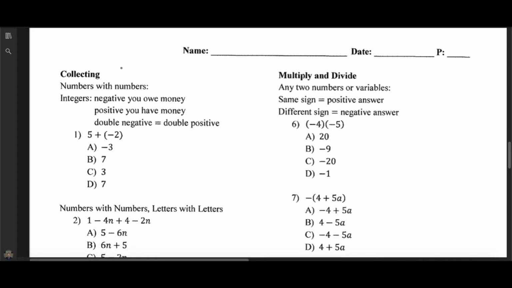Let's start off with the first one. So you have 5 plus negative 2. So in this case, it's just the same thing as saying 5 minus 2, which is going to be equal to 3. So nothing too bad.